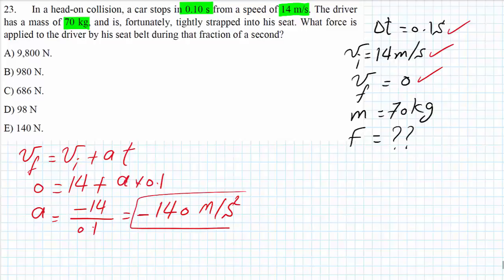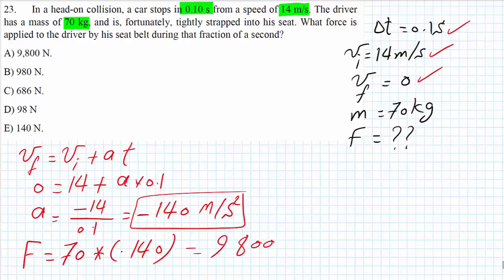And the negative here, it's slowing down. The object slows down because of the accident. Then the force equals mass times acceleration. So the force is the mass of the object, which is 70, times the acceleration, which is negative 140. You can remove the negative if you want, because it just indicates the direction of the force and the direction of acceleration, which we don't need here. So it's 70 times 140 gives you 9,800 Newton. So number A is the right answer. So this is the first method.